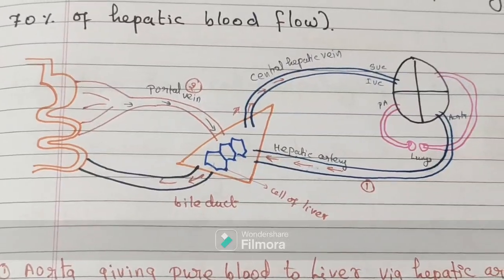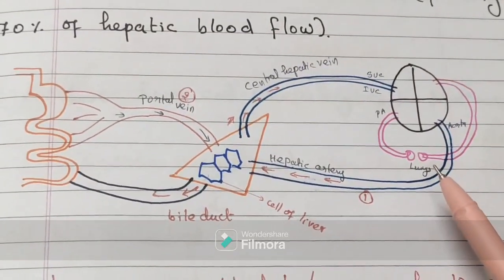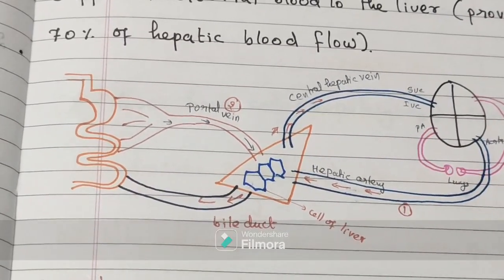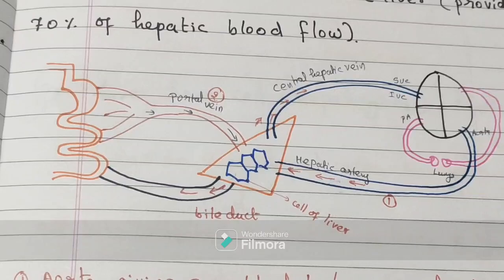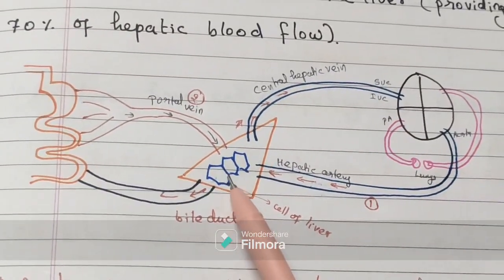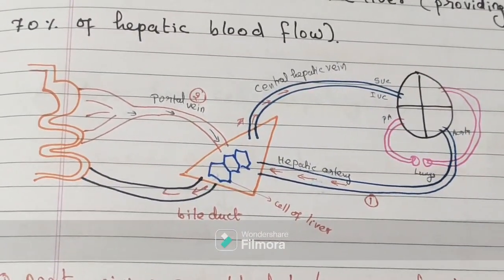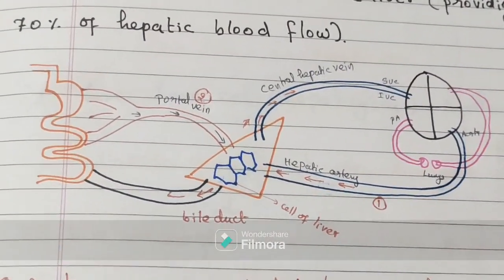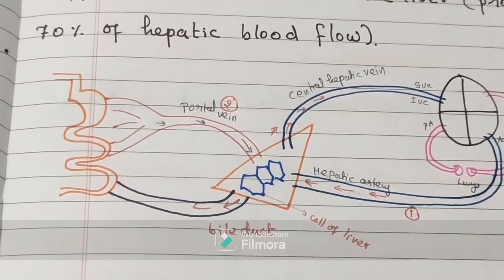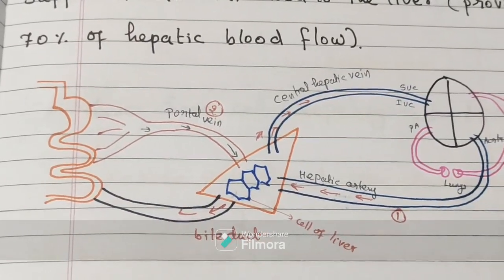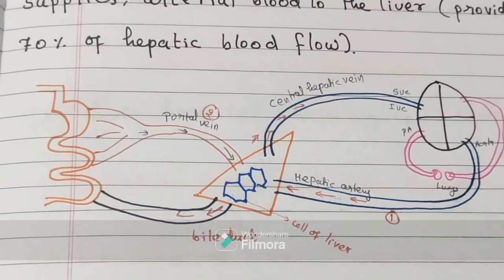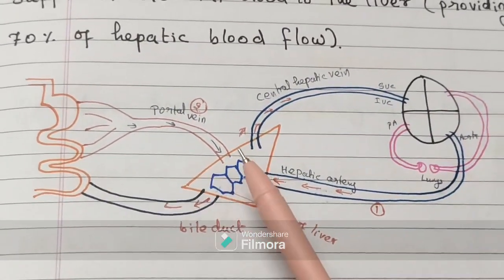The hepatic artery comes from the heart, and the portal supply comes from the GIT. Two things are coming, pure and impure. Blood mixing takes place inside the liver. The hepatic artery carries pure blood, and the portal vein carries impure blood. Both bloods leave the liver via a third vessel, the hepatic vein, which is also known as the central vein.